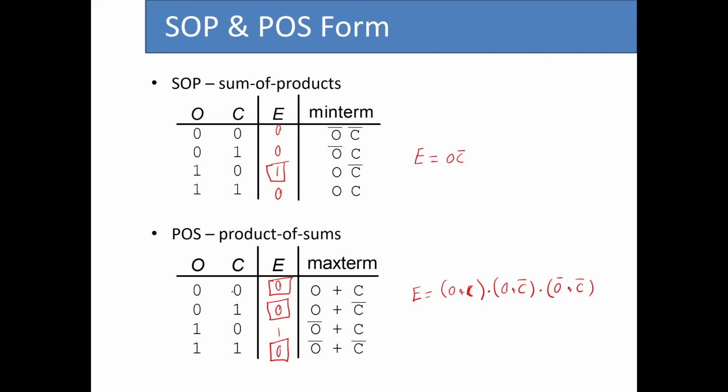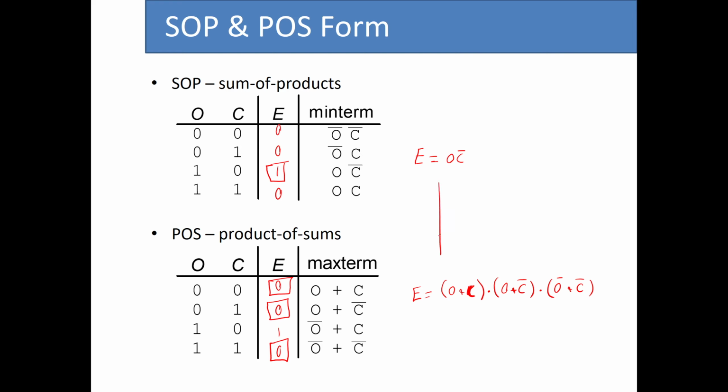Again, anytime you have a variable with value 0, you consider the variable itself. Anytime you have a variable with its value being 1, you consider its complement to create the associated max term for that specific row. So this is how we can come up with the two forms of this function, one based on sum of product form and the other one based on product of sum form.